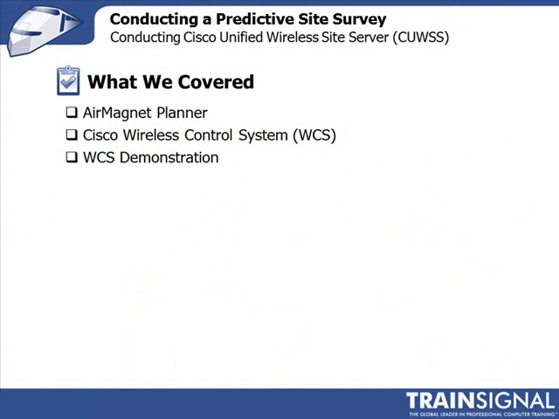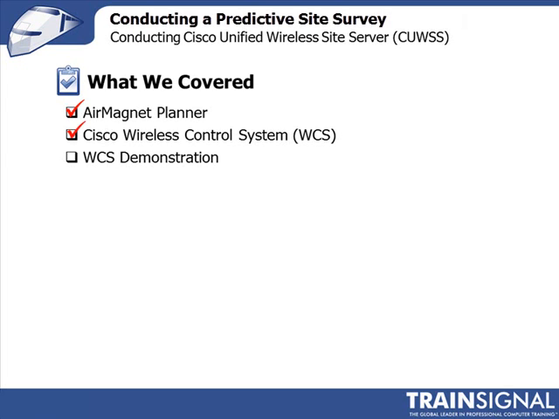So what did we cover? We talked briefly about the Air Magnet Planner tool, and I personally really, really like this tool, and it's great prediction of your planning. And again, once you've done it and you've actually done your site survey, you can always go back and refine it and calibrate that model, and then you can import that information into your Cisco wireless control system.